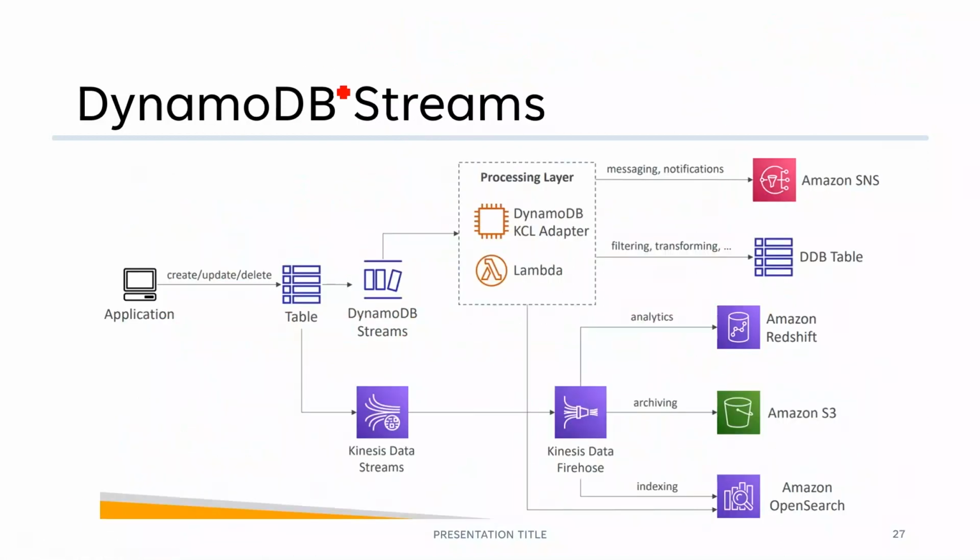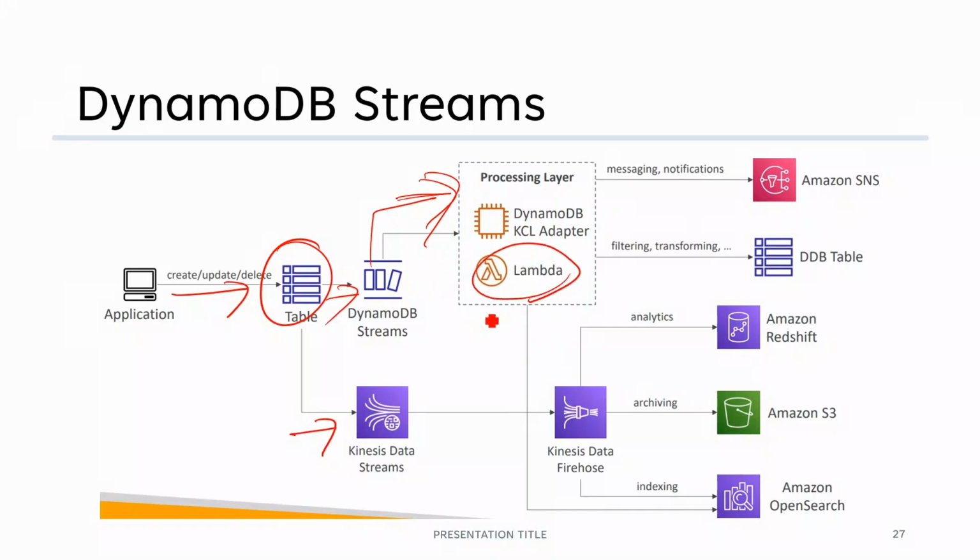Now there is an example of DynamoDB Streams over here. So the application did some create, update, delete into your DynamoDB table, so it is being recorded by DynamoDB Streams. It can also get recorded by Kinesis Data Streams, as we saw, right, because it is a new ETL kind of tool that is very popular. Then we have a processing layer from DynamoDB Streams, and we have a DynamoDB KCL adapter, and there is a Lambda function which gets triggered when some kind of record is inserted into DynamoDB Streams.